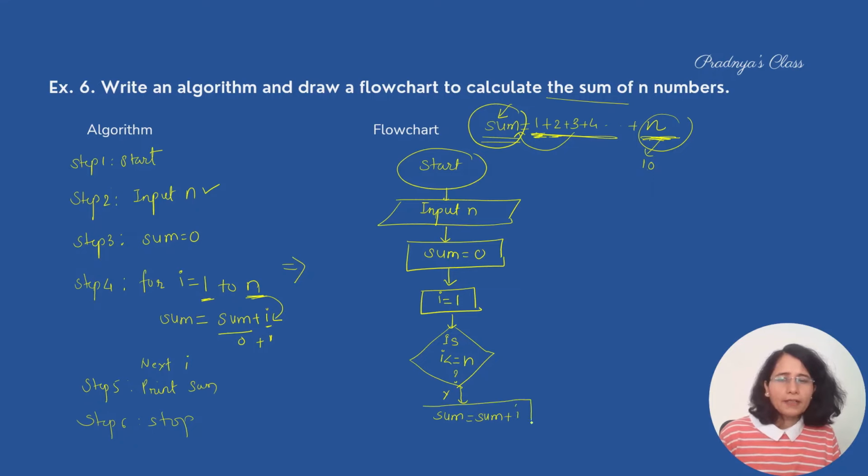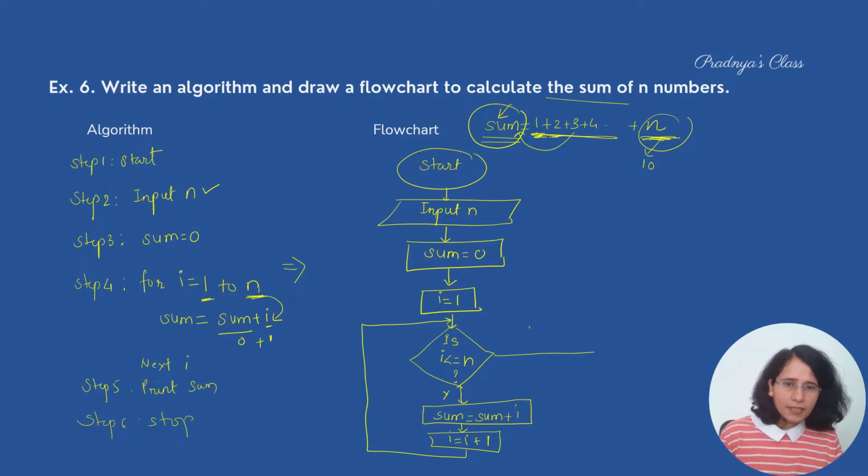After adding the value, again we have to increment the value. So by default the value of I will get incremented by 1, and then we will check whether it is less than or equal to n or not. If it is less than n, we will keep on adding. But if it is greater than n, it should not get added.